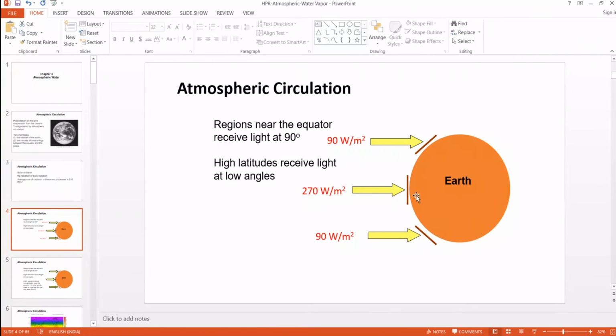So this figure shows that on the equator, for unit area, the amount of solar energy transferred is 270 watt per meter square, whereas at the poles it is only 90 watt per meter square.